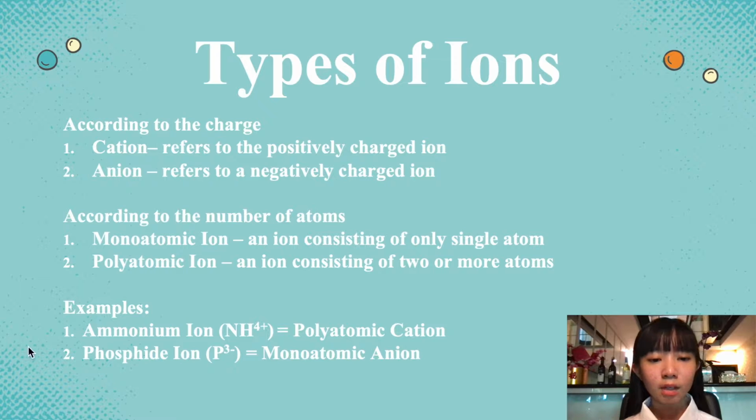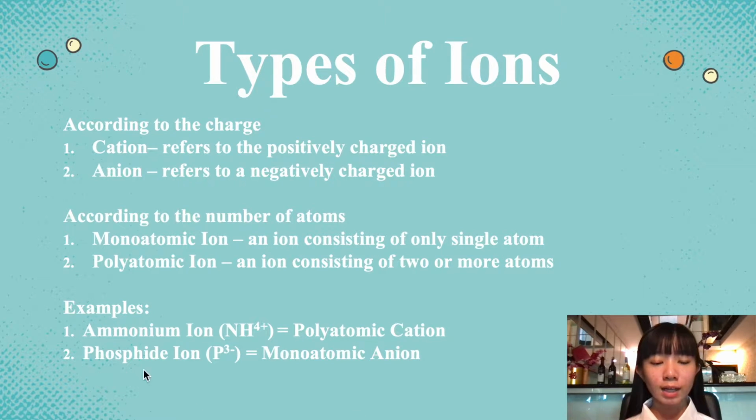Examples. The first one, we have the ammonium ion. Ammonium ion consists of two atoms. The first one is nitrogen and the second one is hydrogen. So this makes ammonium a polyatomic ion. And let's take a look at the charges. Ammonium has the charge of 1+, which is a positively charged ion. So ammonium ion is a polyatomic cation.